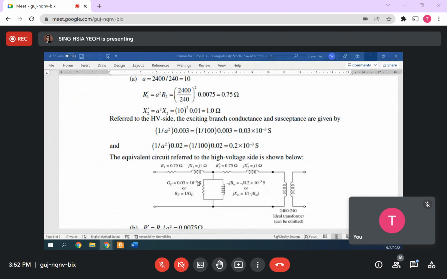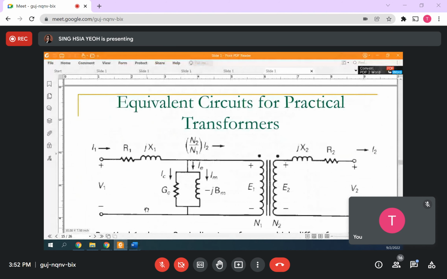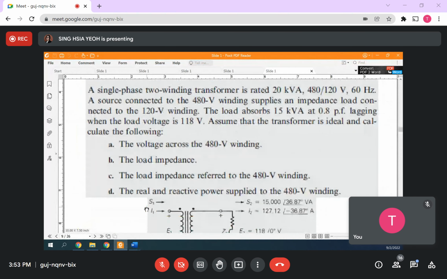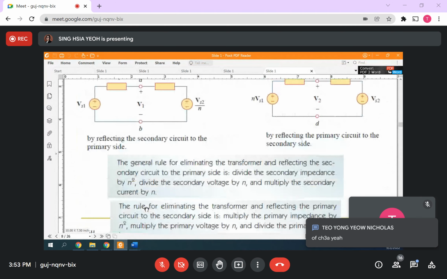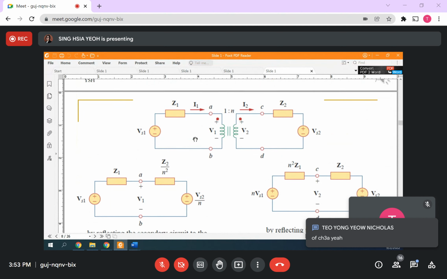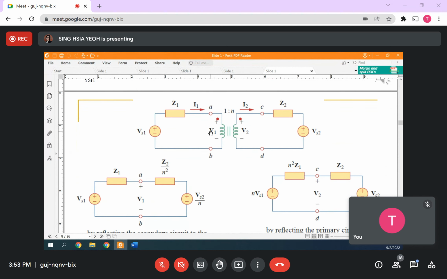So that's why we get this. Page 8. You mean page 8 in the lecture notes? No, this is not it. This is the ideal transformer. Ideal transformer is a different story. This is just a normal basic transformer diagram, if we don't consider other things like susceptance and admittance.